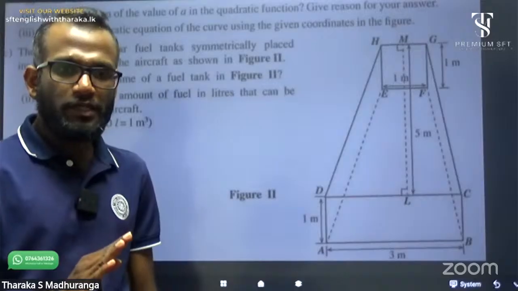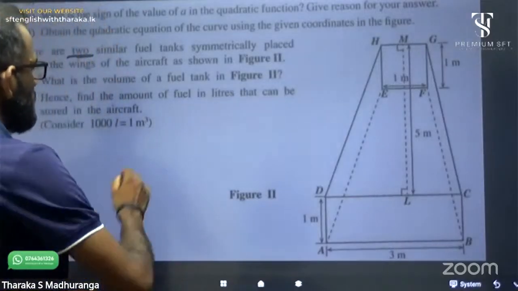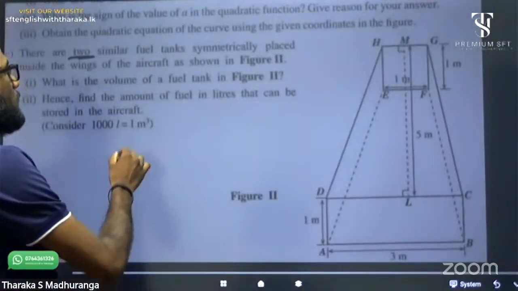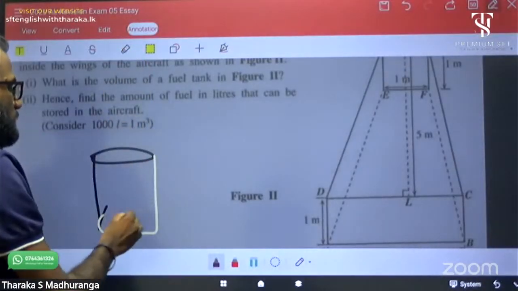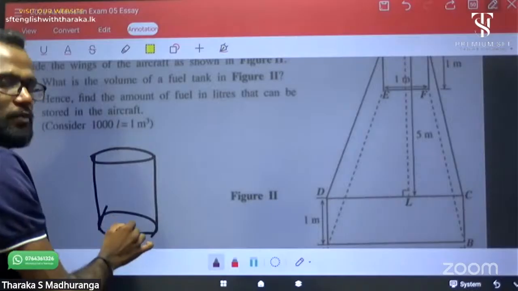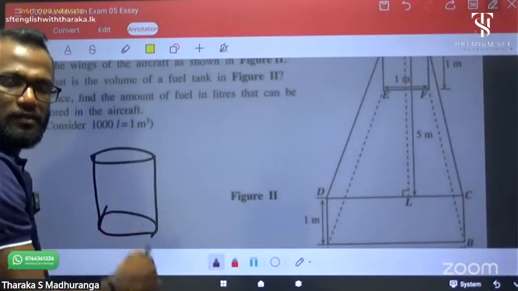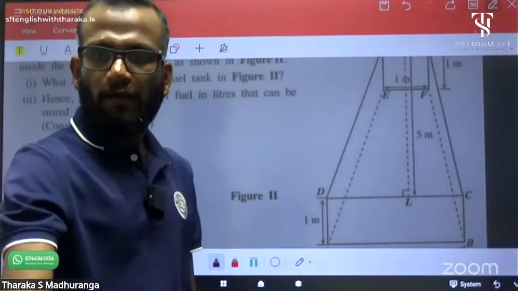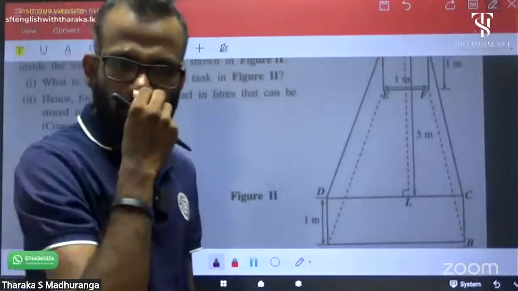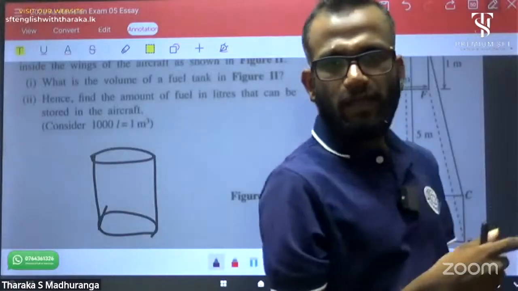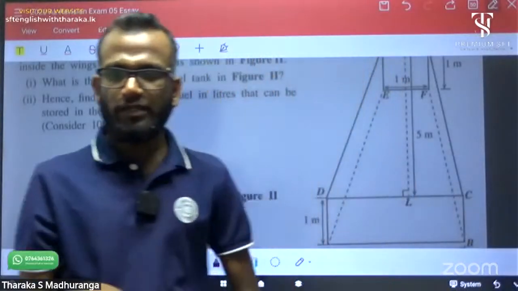Uniform or not? Uniform cross section means, for example, a cylinder. A cylinder is a uniform cross section object, the same cross section throughout. Others, Dihini, what do you think?